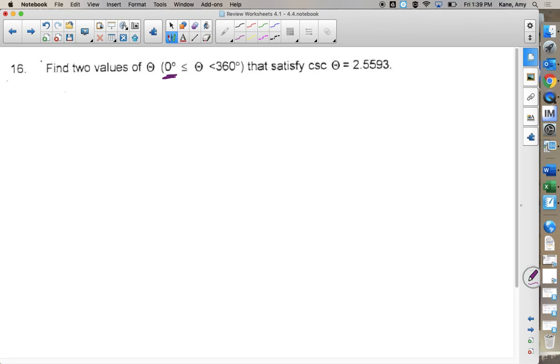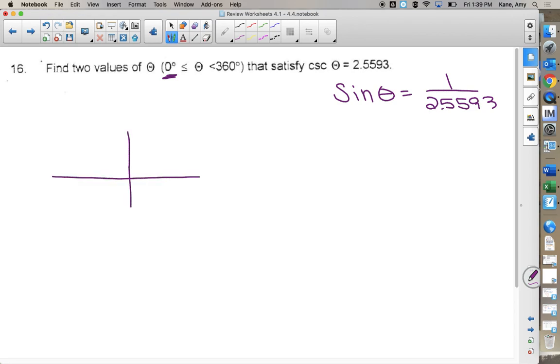So before you quickly refer to that calculator, what do you have to think of first? What would we think of if you have cosecant? Taylor? Yeah, so we can't use cosecant, but we can use the reciprocal, so you have the sine. So 1 over 2.5593. The other thing before you refer to that calculator, get a little diagram, mentally or physically draw it, but know where the angle is supposed to be.